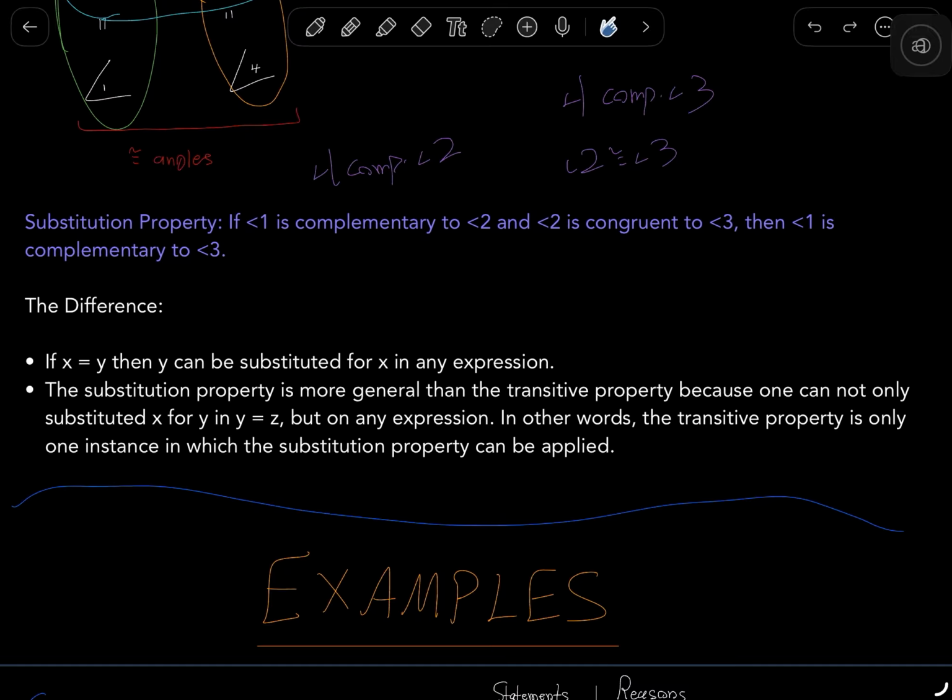But usually, whenever you're dealing with congruency, you're most likely going to use the transitive property, and when you're using mathematical equations, and if you have complementary or supplementary angles, you're most likely going to use substitution. So that's just a good thing to know beforehand.